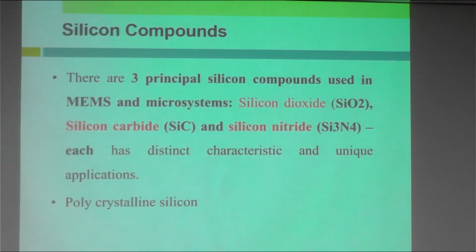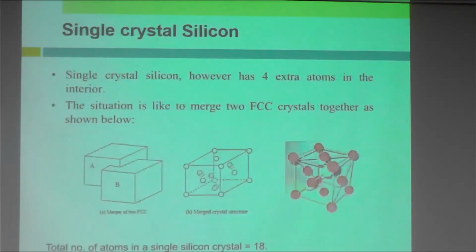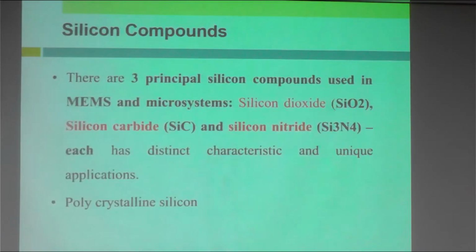So there are three principal silicon compounds used. I mean, that is about silicon, and next is on the silicon compound. I have been mentioning silicon dioxide as well previously. So silicon dioxide is a silicon compound. Silicon is the base or the substrate material for structural design of the MEMS process or microsystem.